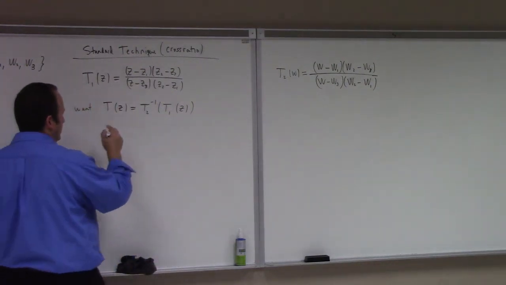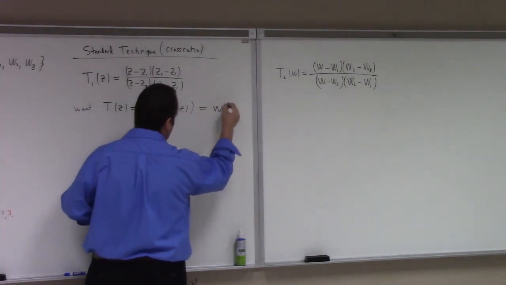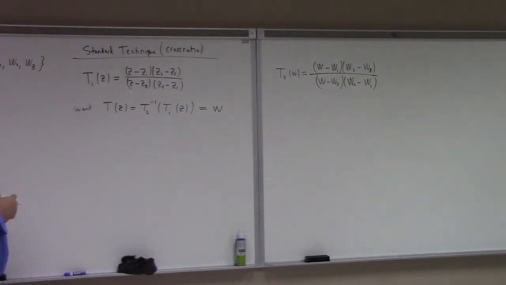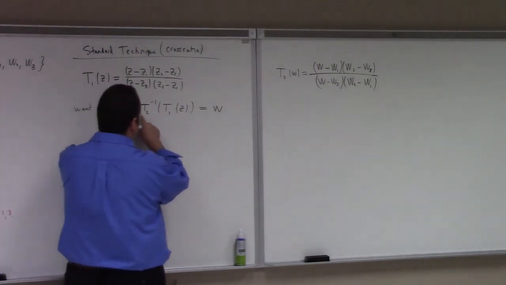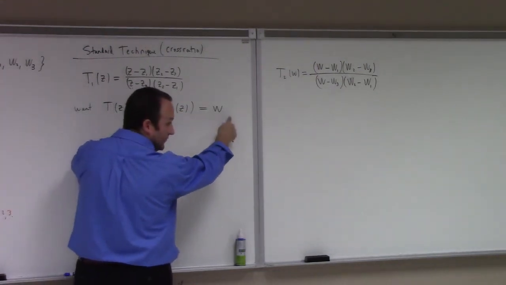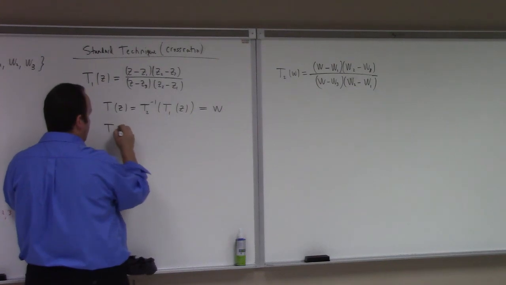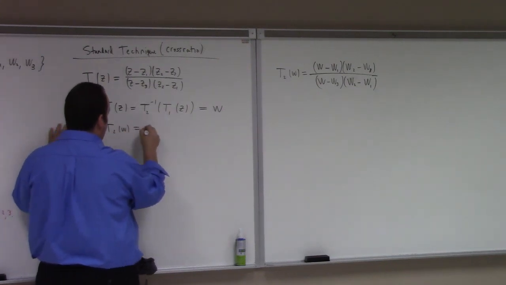In other words, we usually set that equal to W, right? The mapping we're looking at of Z is equal to W. This is our typical nomenclature for understanding a complex function of Z as it maps to W. So if I don't know what T is yet, to actually find the formula for it, one way to do it is just to take T2 of both sides, and that gives me T2 of W equals T1 of Z.